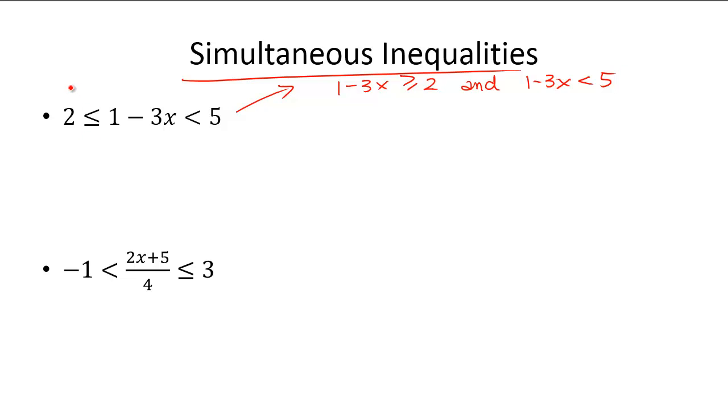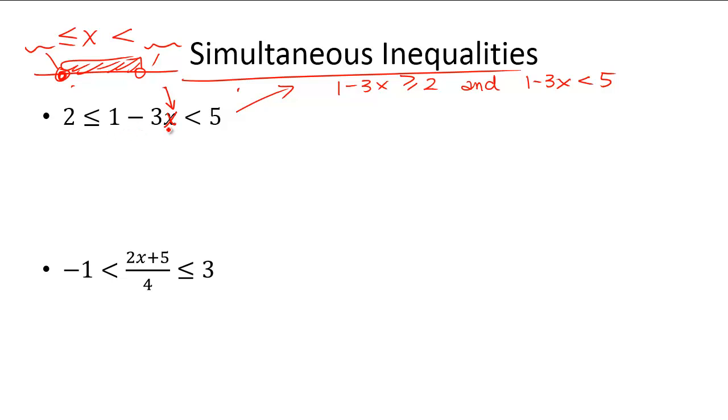So as long as you do the same thing to all three parts, you're doing the exact same thing as before. The goal is to isolate x so that you have an equation such as x is between two numbers. So then you'll know that x is between those two numbers on the number line because x is bigger than the lower part, and x is less than the greater part.